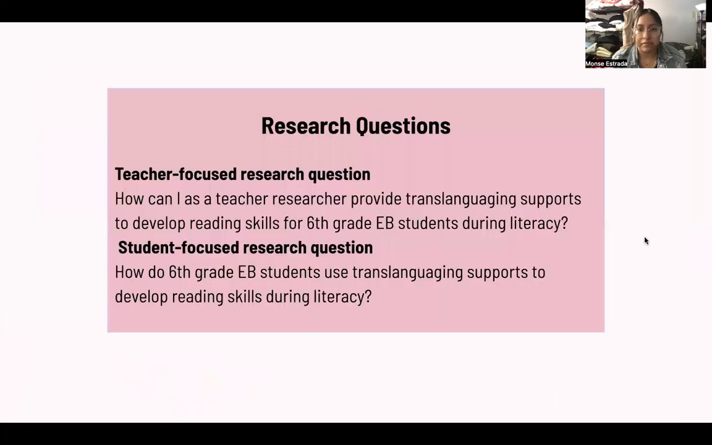And my research questions. So for my teacher-focused research question, how can I, as a teacher researcher, provide translanguaging supports to develop reading skills for sixth grade EB students during literacy? And for student focused, I did how do sixth grade EB students use translanguaging supports to develop reading skills during literacy? So let's explore that a little bit further.